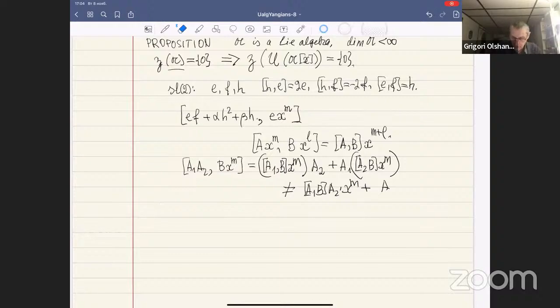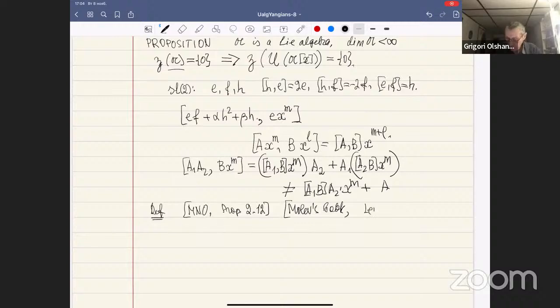So there is a reference. Our paper, Molev, Nazarov and myself. The proposition. Molev's book. Proof is not difficult, but tricky. I don't want to give it. It would be nice to find some better proof, or more generally, even more generally.